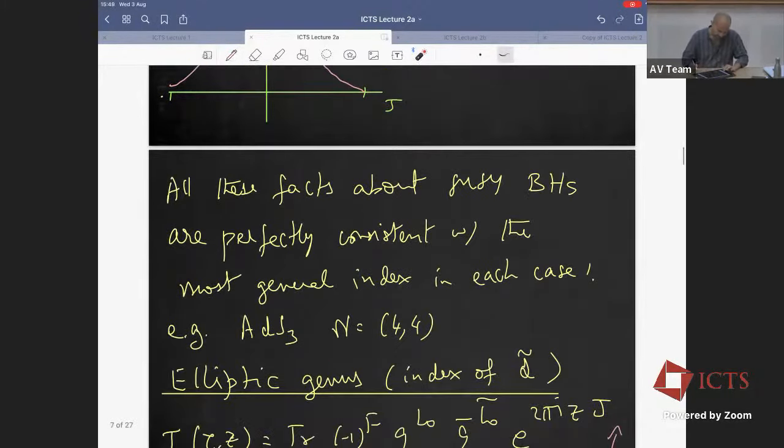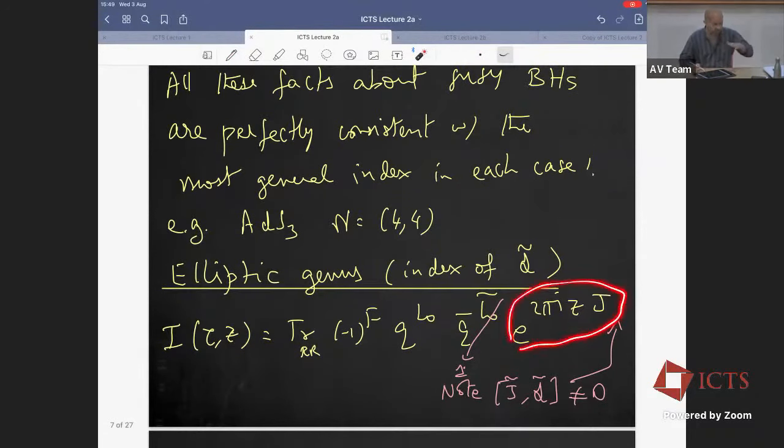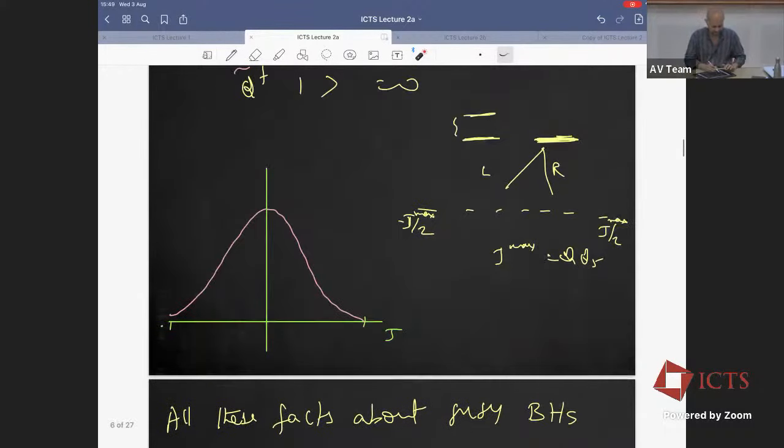And so this index is a trace of minus 1 to the F, q to the L naught, q bar to the L naught bar, but because the right movers are in the ground state, the L naught bar dependence goes away. And then you put some e to the 2 pi i z times J, some chemical potential. You're not allowed to put a chemical potential with J tilde because it does not commute with supersymmetry. So if you have a free theory, you can just check that there are explicit cancellations. Roughly speaking, these things cancel, and then there's some delta function that remains.